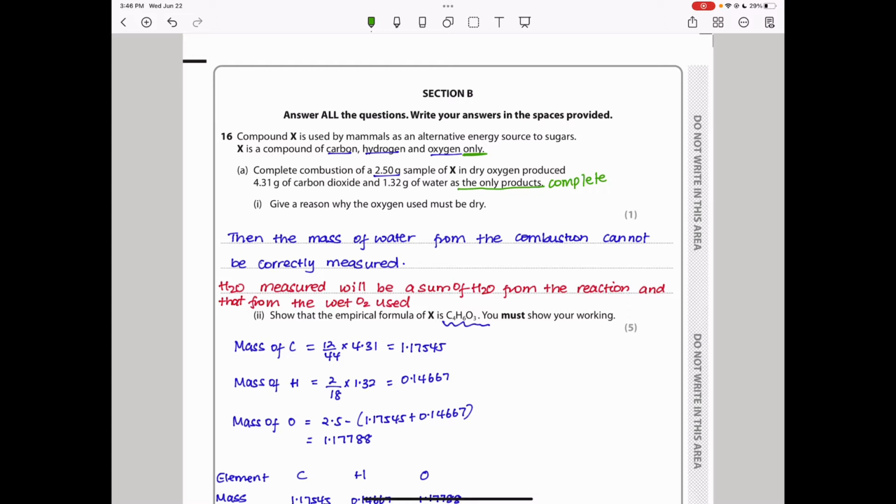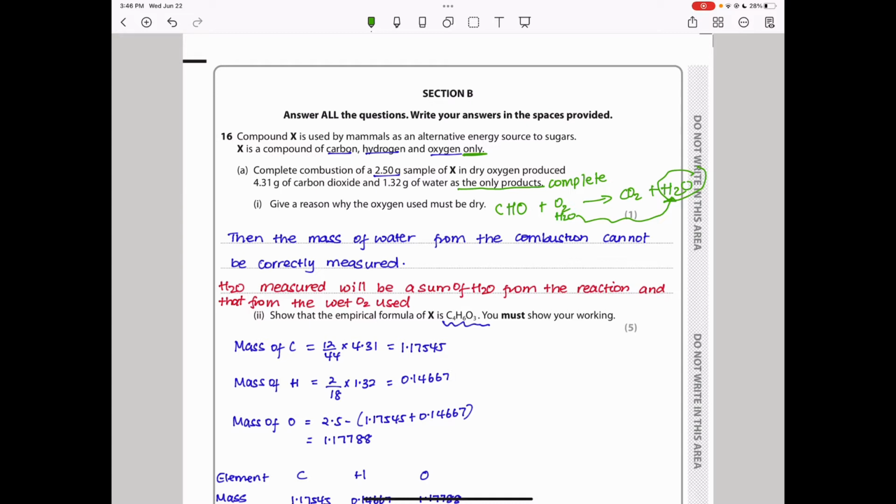Now remember, when this combustion occurs, the compound containing carbon, hydrogen, and oxygen is burnt in oxygen to produce only carbon dioxide and water. If this oxygen had some water in it, this water is going to contribute to the mass of that water, and therefore we will not correctly determine the mass of water that came directly from the organic compound. So to ensure that the mass is measured correctly, we need to use dry oxygen. So I said the mass of water from the combustion cannot be correctly measured. Measuring the accurate amount of water from the experiment is very crucial in helping us determine the empirical formula. That is why we have to use dry oxygen.